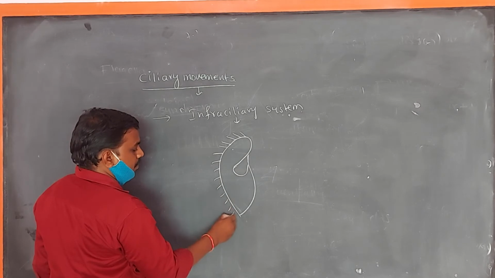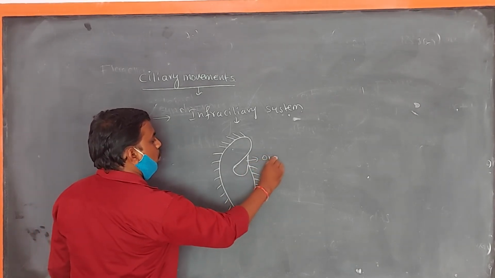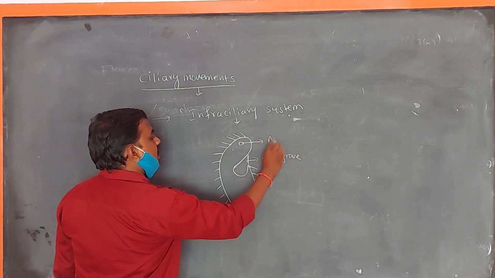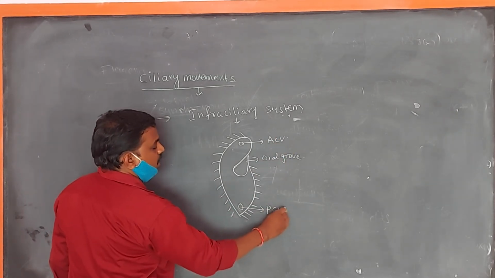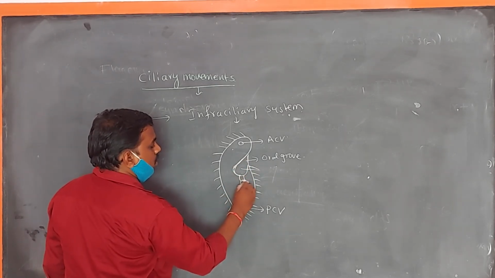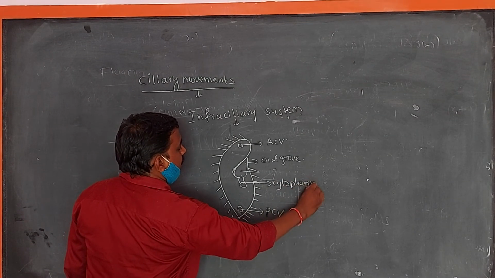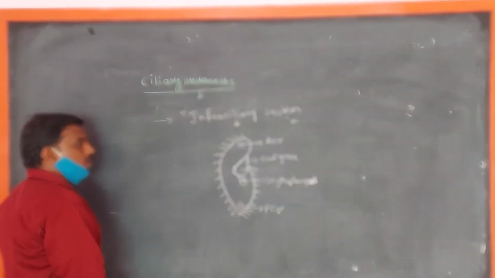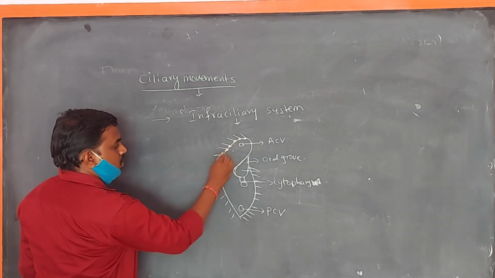cilia, oral group, anterior contractile vacuole and posterior contractile vacuole, cytopharynx. So these are kinetosomes or basal granules.